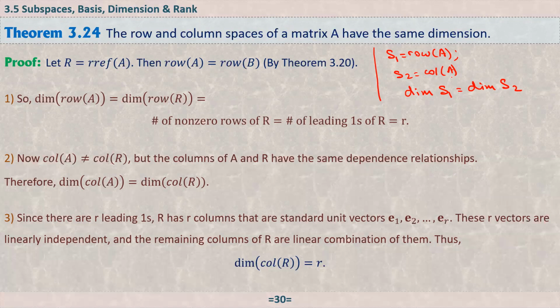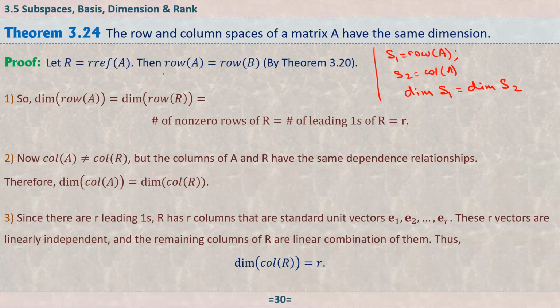Why? That means that if the basis of the row space of A contains n vectors, then the column space of A must contain the same number of vectors. That's also an interesting fact. Now, how do you prove this?